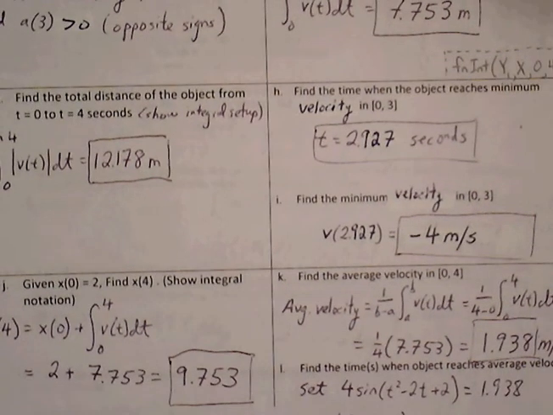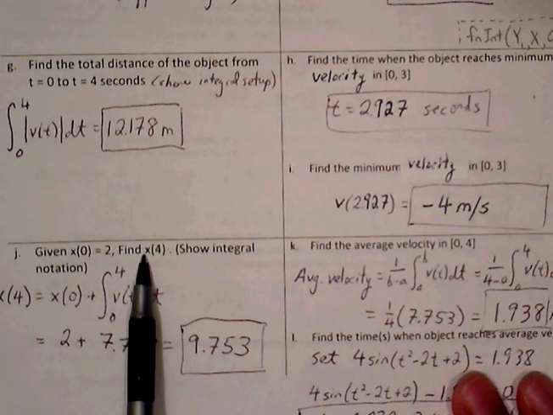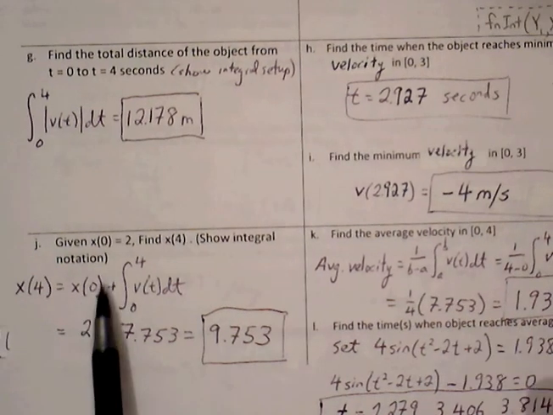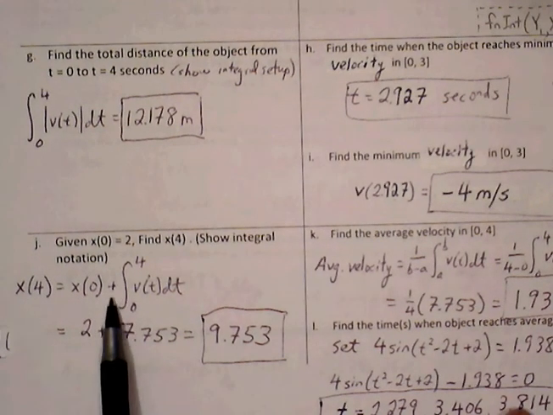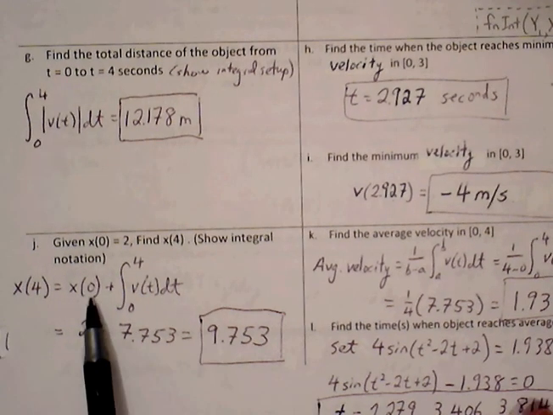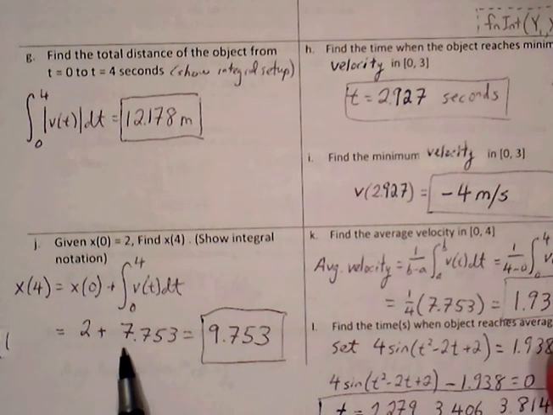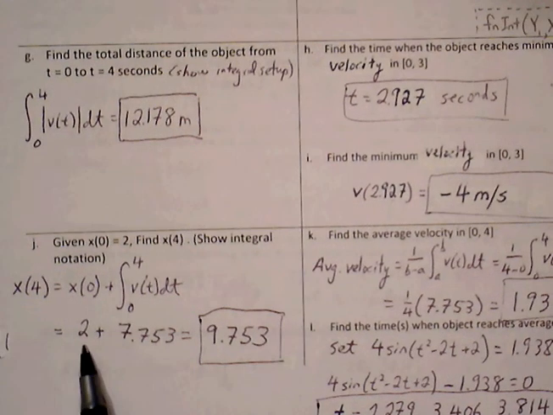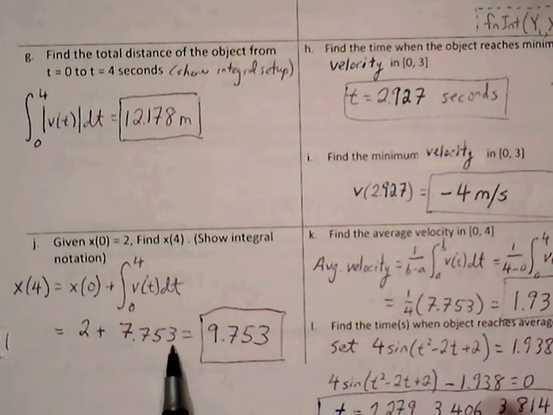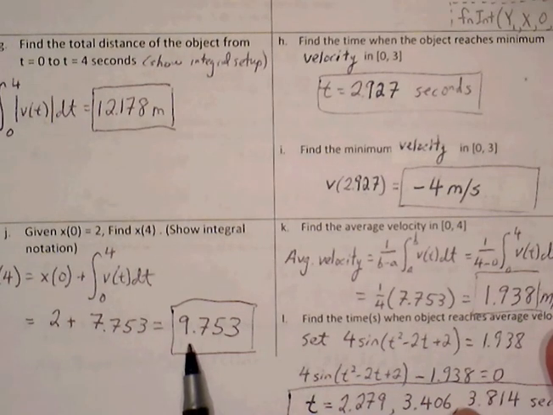Part J, given x sub 0 is equal to 2, find x sub 4. If we want to find the position at x sub 4, we first need to identify a starting point, which is given to us, x sub 0, plus the definite integral from 0 to 4. This will give us the displacement from our starting point. We found this from part F is 7.753. So 2, the initial starting point, plus displacement 7.753 will give us our final position at 4 seconds being 9.753.